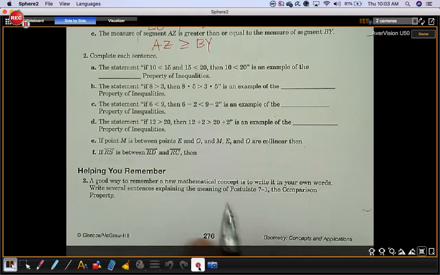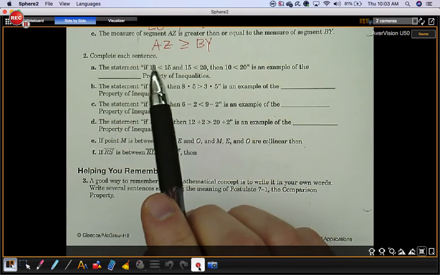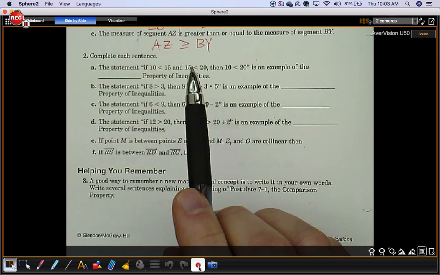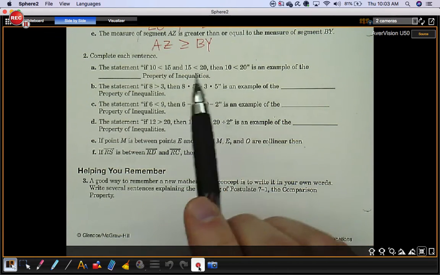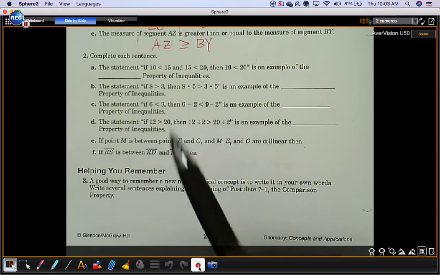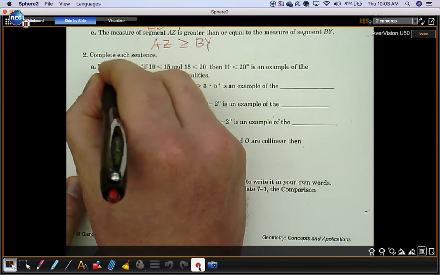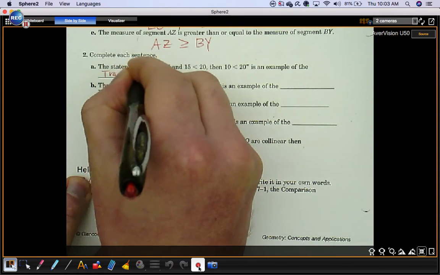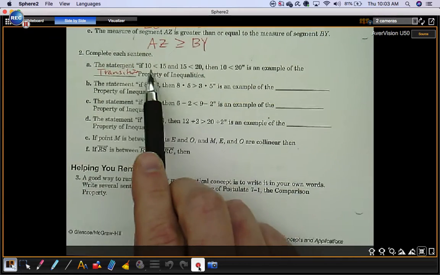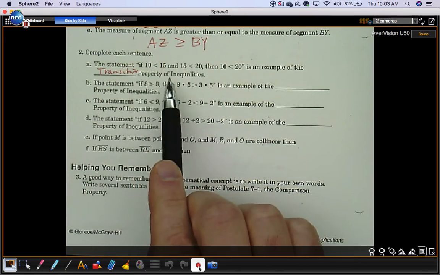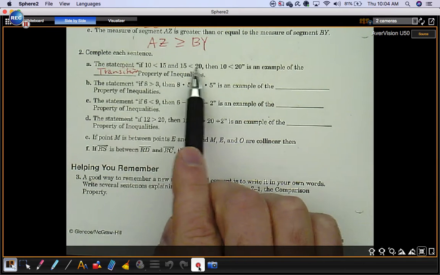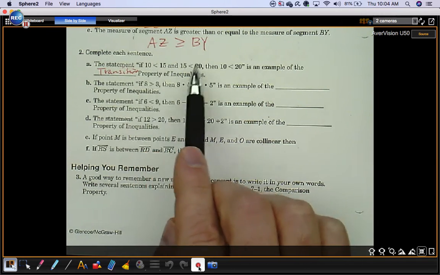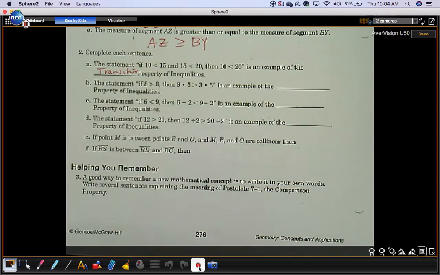Number 2, we're going to complete each sentence. If 10 is less than 15 and 15 is less than 20, then we know that 10 is less than 20. That's an example of some type of property of inequalities. Well, we have three things there. If 10 is less than 15 and 15 is less than 20, we also know that that same 10 is less than 20. So you're comparing those three things, 10, 15, and 20. That's your transitive property, remember.